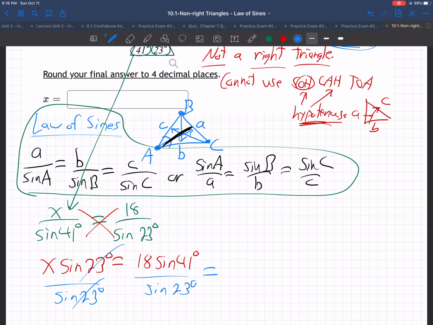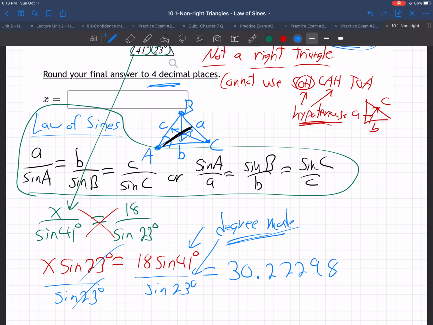Hit the buttons on your calculator. Make sure you're in degree mode. So check your calculator, because why? Because these are degrees, right? So check your mode on your calculator. Make sure you're in degree mode, not radian mode. And crank out 18 times sine 41 divided by sine 23. I'm getting 30.22298. I think they usually want four decimal places.